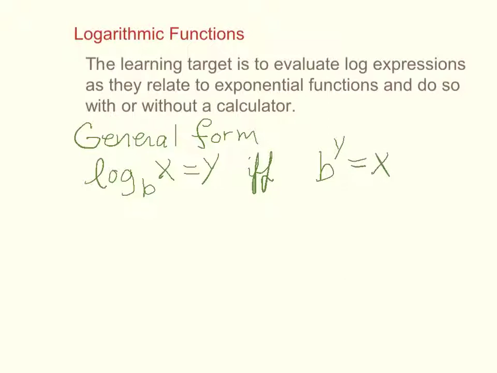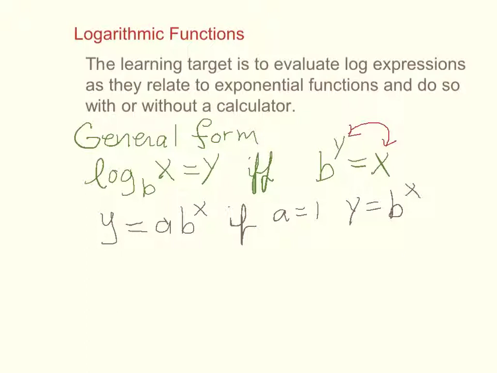Now notice an exponential form would be y is equal to a b to the x, and if a is equal to 1, we can write that as y equals b to the x. Well, that shows you then the inverse relationship, because y and x change places, as you can see. So that's what makes a log and an exponential function inverses of each other.